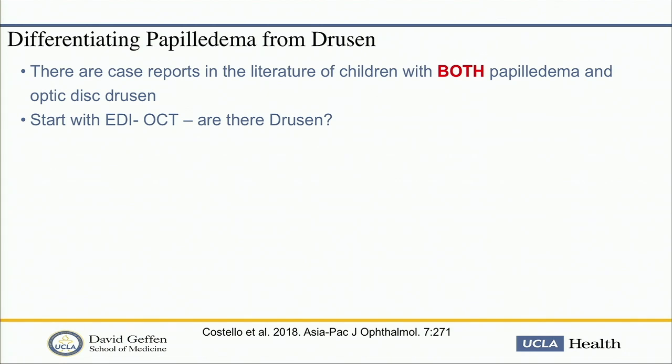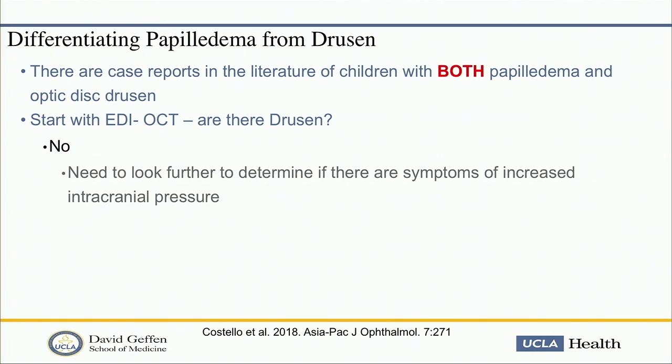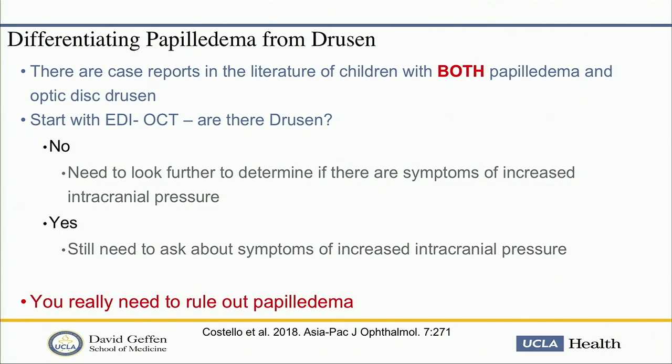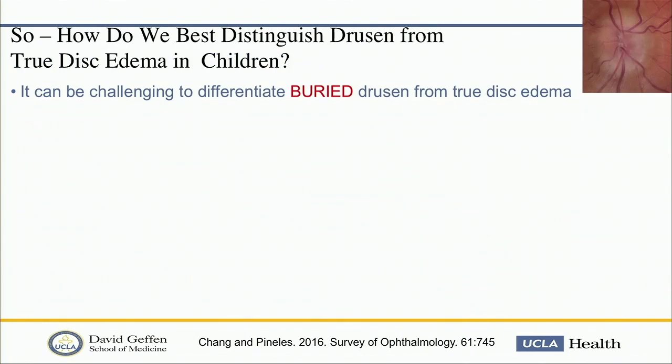So you can start with the EDI OCT and say, are there drusen here? If it's no, then obviously you need to look further. What about if it's yes? Well, if it's yes, you still need to ask about symptoms and signs of increased intracranial pressure. You really need to rule out papilledema. So how do we best distinguish drusen from true disc edema in children? It can be challenging to differentiate buried drusen from true disc edema.